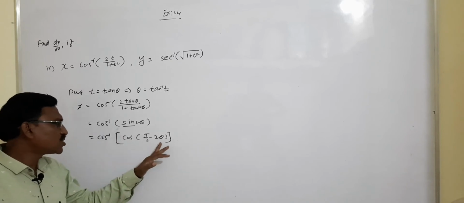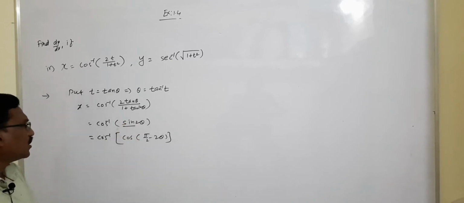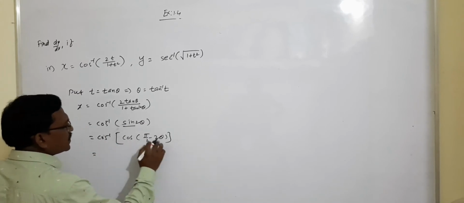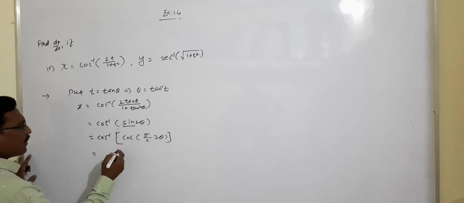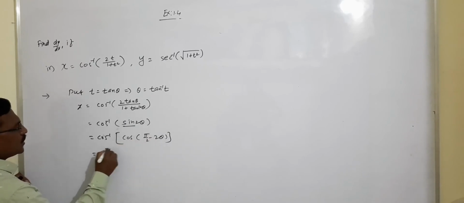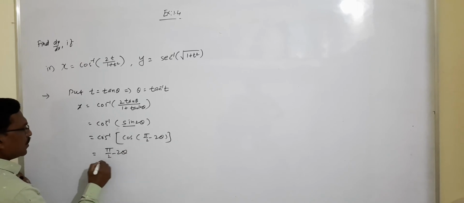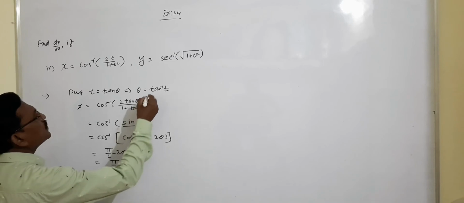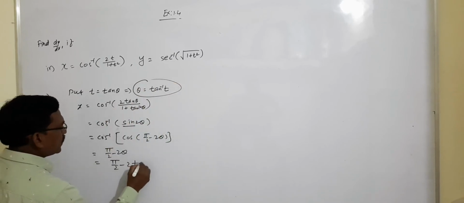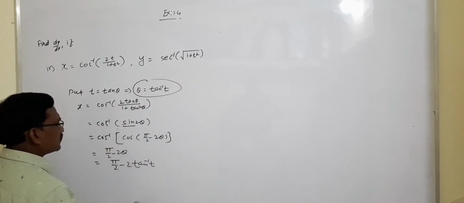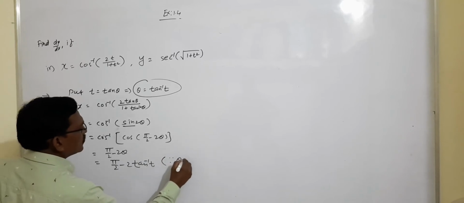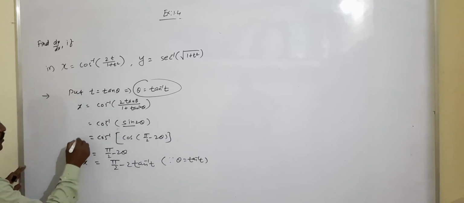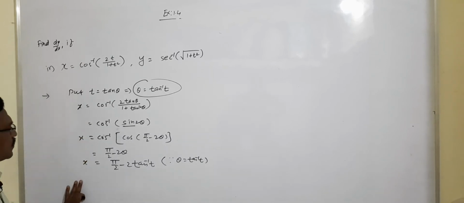Cos 90 minus 2 theta is equal to sin 2 theta. And after that we use this property, cos inverse of cos theta is theta only. Theta means here pi by 2 minus 2 theta. But here theta means it is a tan inverse of t. So up to here it is function x only.